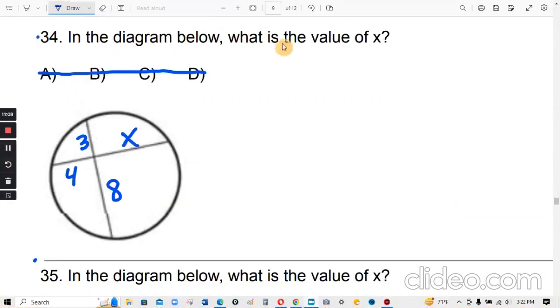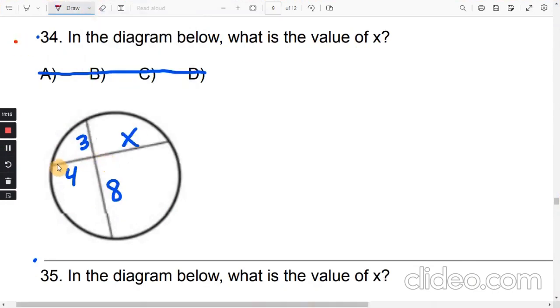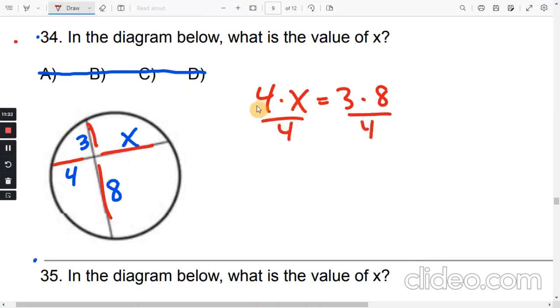In the diagram below, what is the value of x? Okay, intersecting chords, so it's pretty easy. Intersecting chords, we have 4 times x, and that equals 3 times 8. Solving for x, the opposite of times 4 is divided by 4. You can do this on the calculator: 24 divided by 4 is just 6. You can do it in your head, some of you.